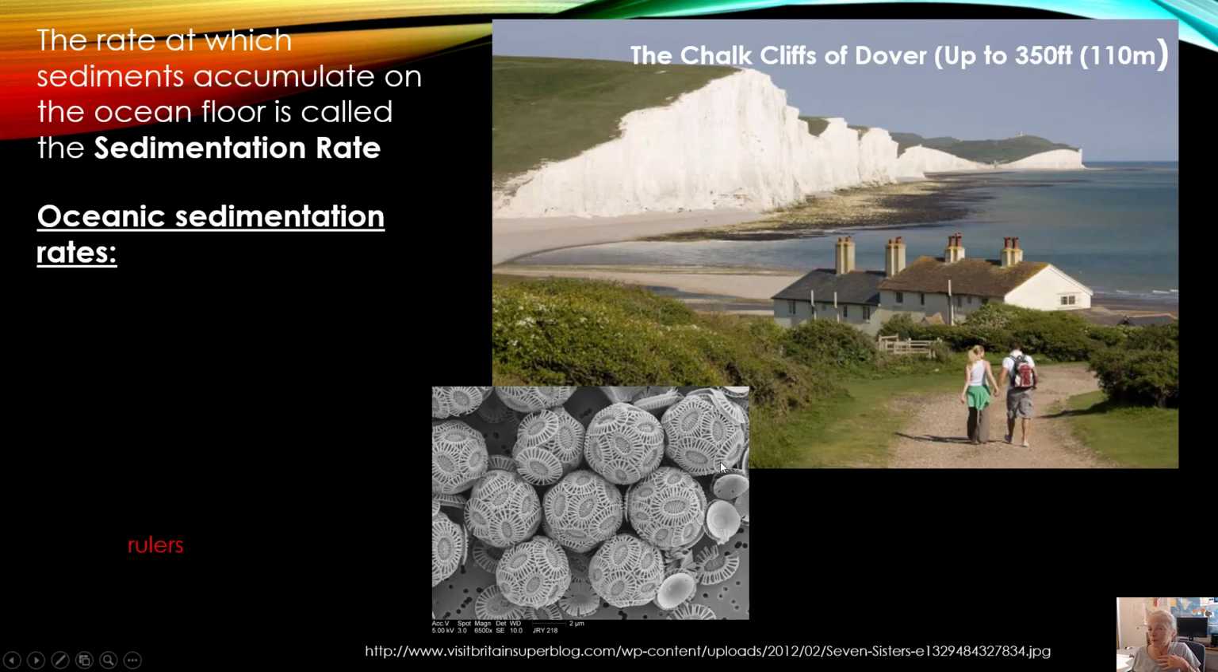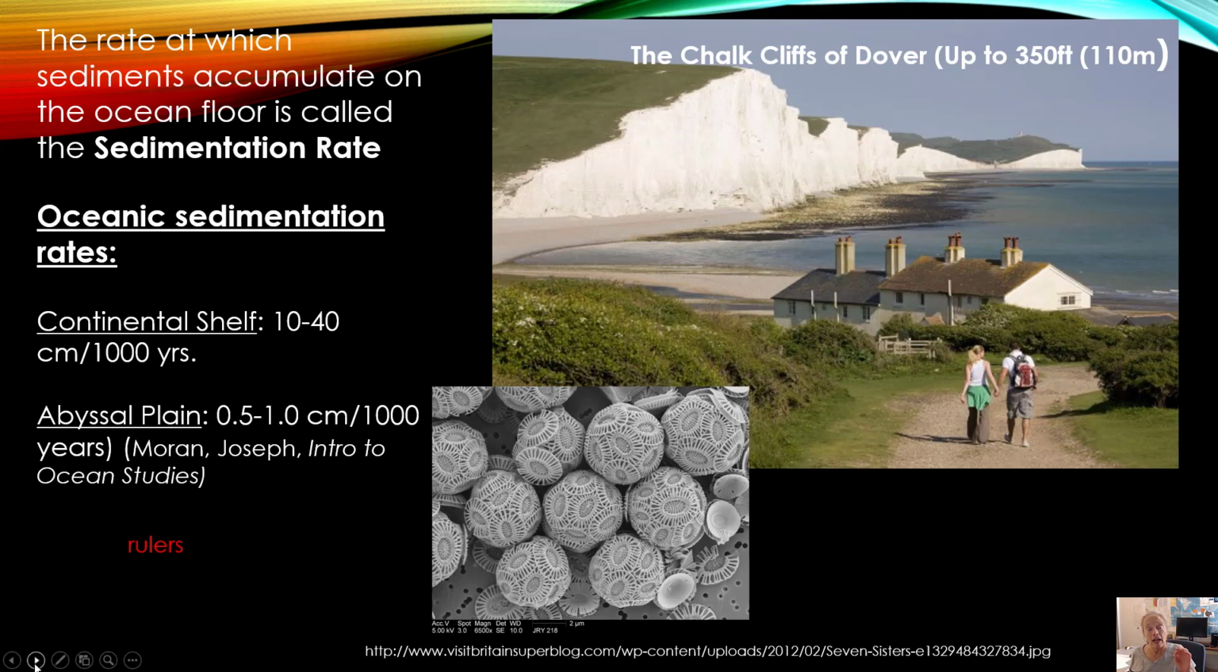All right. Okay. So, continental shelf, 10 to 40 centimeters per 1,000 years. The abyssal plain, 1/2 to 1 centimeter, a centimeter, probably about the thickness of my finger, 1/2 of that to one of these every 1,000 years. That's how slowly sediment accumulates way out in the deepest parts of the ocean. So like I said, that marine snow thing, that was totally inaccurate. You would not see it. Very slow.